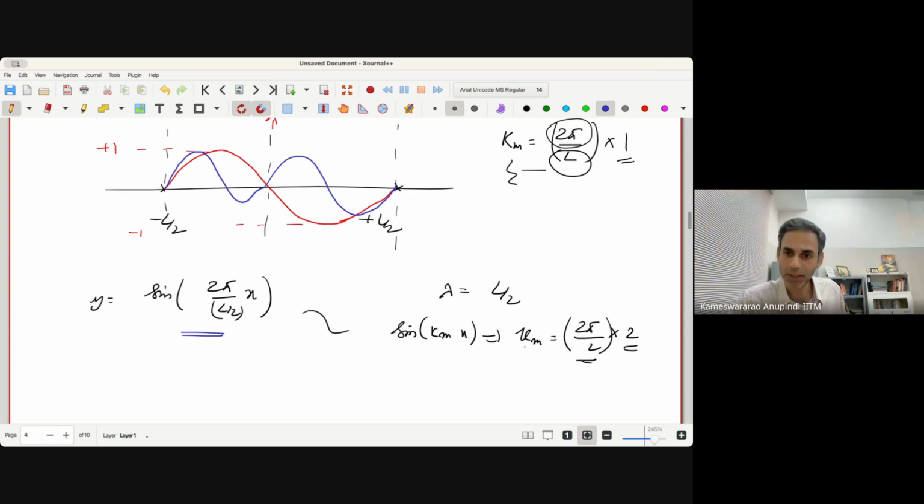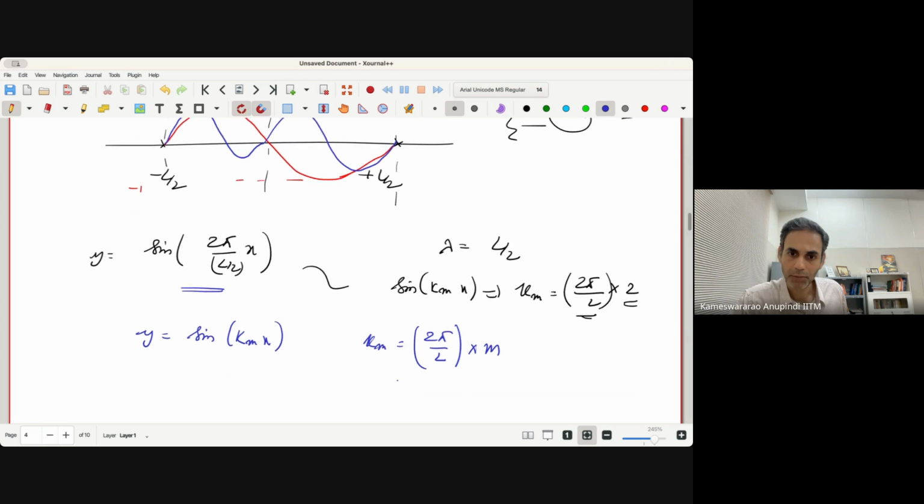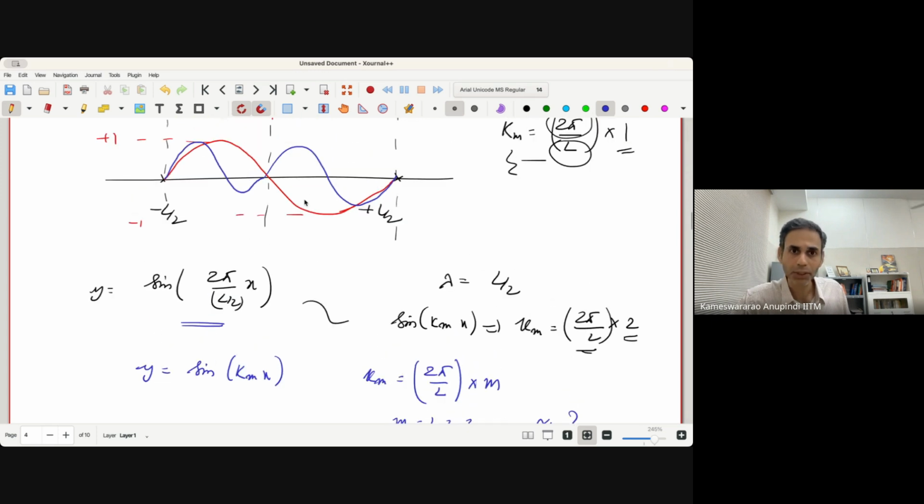That means in general I can write y equals sine of k_m x, where k_m is basically equal to 2 pi by L times m, where m goes from 1, 2, 3 all the way to probably infinity. Okay, because then I can keep increasing the number of waves that I have in a period of length L, right? So that is how I can interpret this.